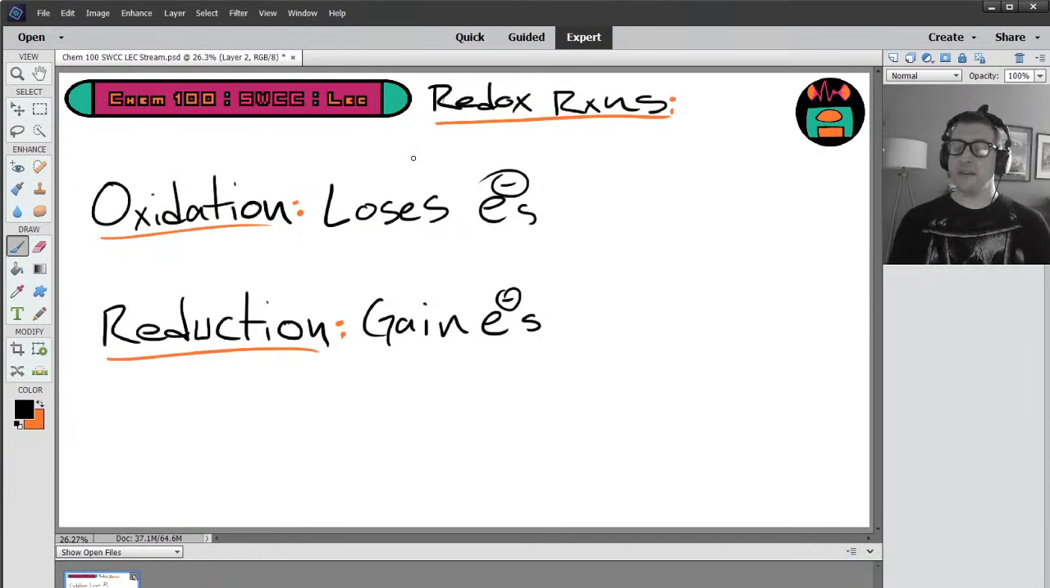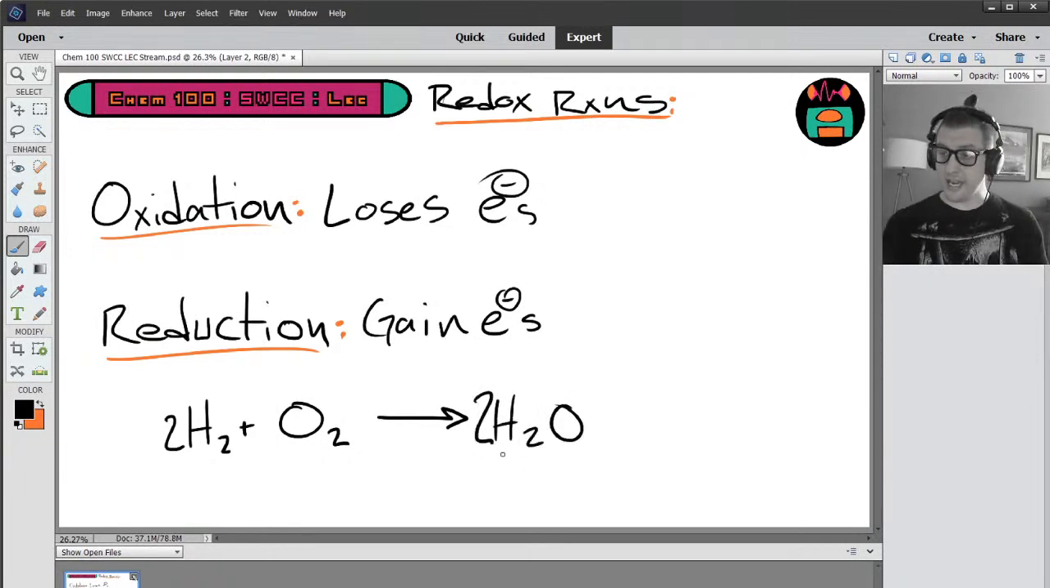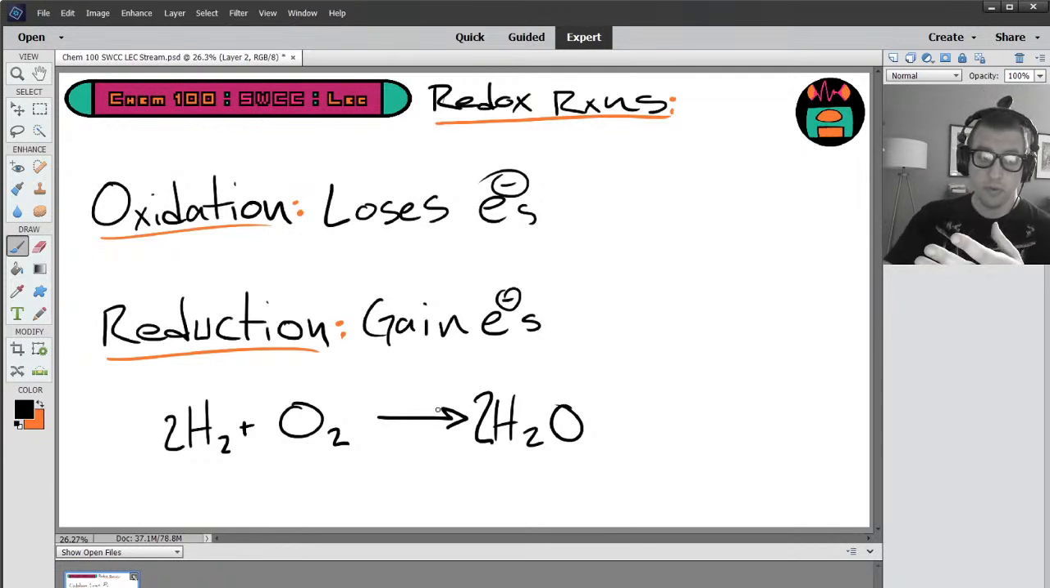And I gave as an example of a redox reaction at the very end of class on Tuesday the reaction of hydrogen and oxygen to make water. And we paused for a second because we're like, wait a minute, I don't see electrons changing. I don't see charges changing. How do you know that this is a redox reaction? And that's where we left it.